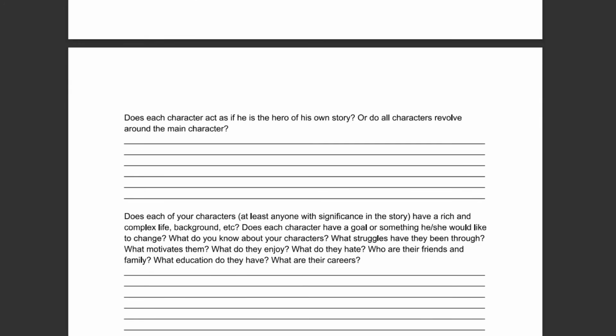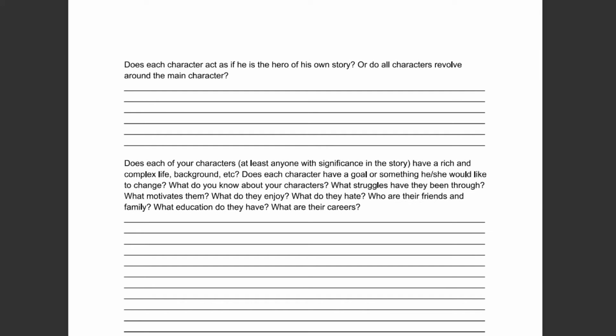Does each character act as if he is the hero of his own story? Or do all characters revolve around the main character? A little hint here, you don't want everything to revolve around the main character. Obviously, it's a little different in a story like Harry Potter, where he kind of is a very big person in that society. He's kind of a celebrity in a sense. However, the characters still aren't going to act like he's the only person that the story is about. They're all acting like they have their own story, they have their own goals, they have their own lives that they're living. Otherwise, the story is going to start to feel very fake and very superficial.